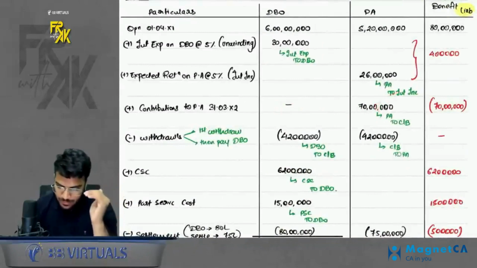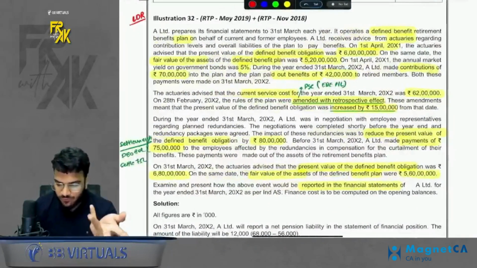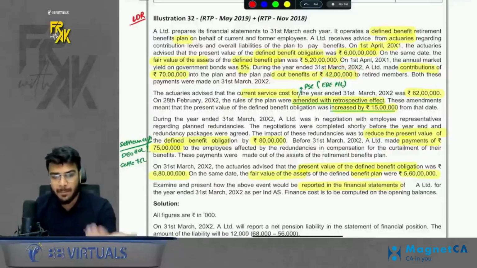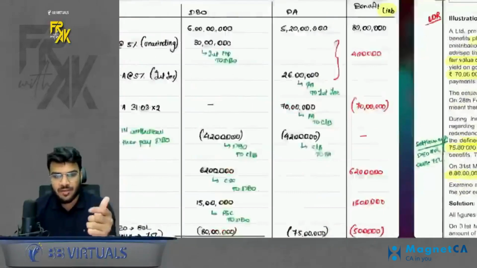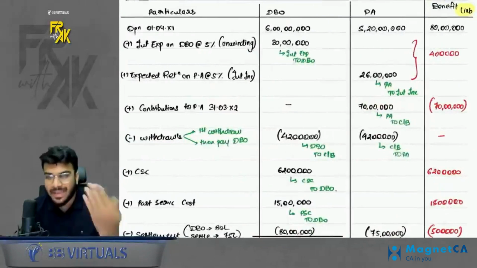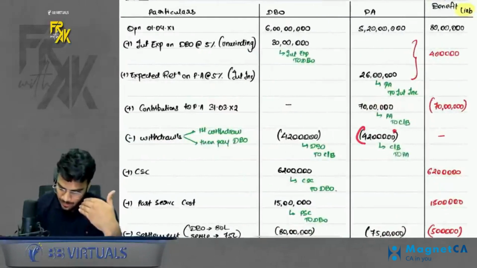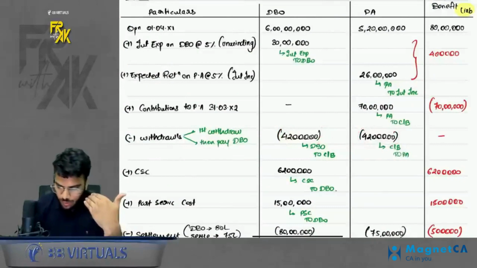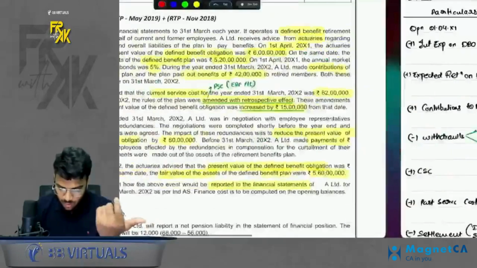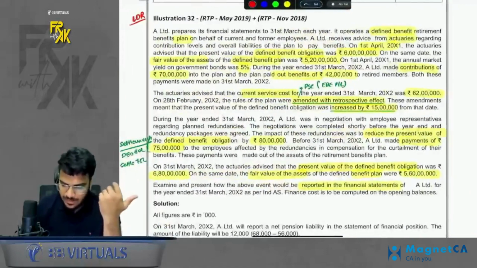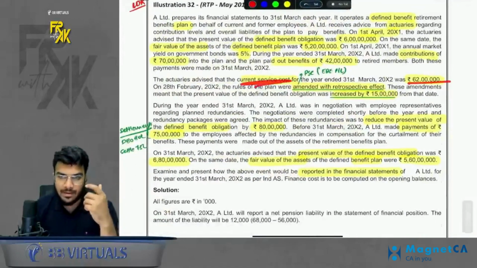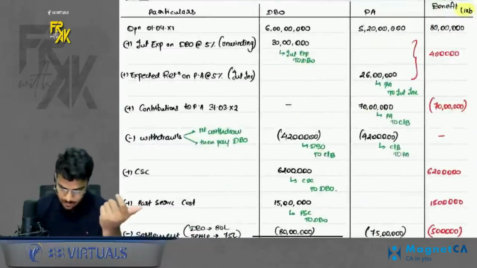Do remember. Then it is said that benefits of 42 lakhs are paid out. When benefits are paid out, DBO and PA both will be impacted. Why? When you pay out benefits, you withdraw the money, and when you are paying, liability will also reduce. So plan asset reduced, liability also reduced. For your reference, I have also given the entries just for understanding, in case you are not able to crack this. Then current service cost is given. Where will it be impacted? In my DBO. So current service cost, DBO increases.